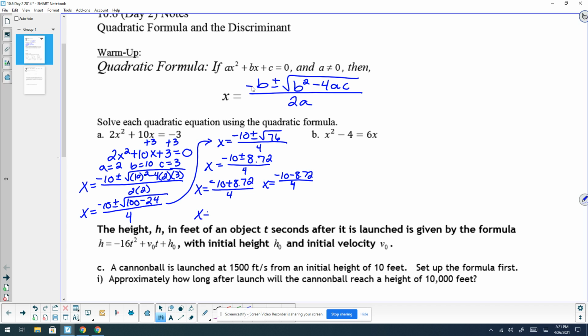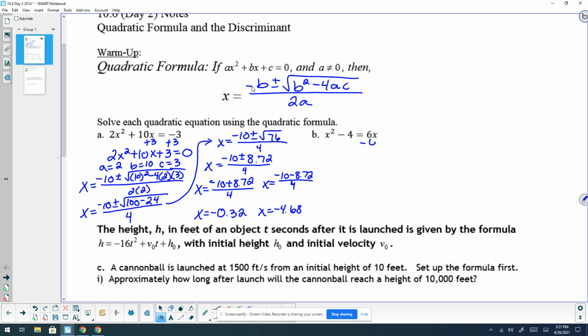So x equals negative 0.32. Negative 10 minus the 8.72 and then divide that by 4. I end up with negative 4.68.